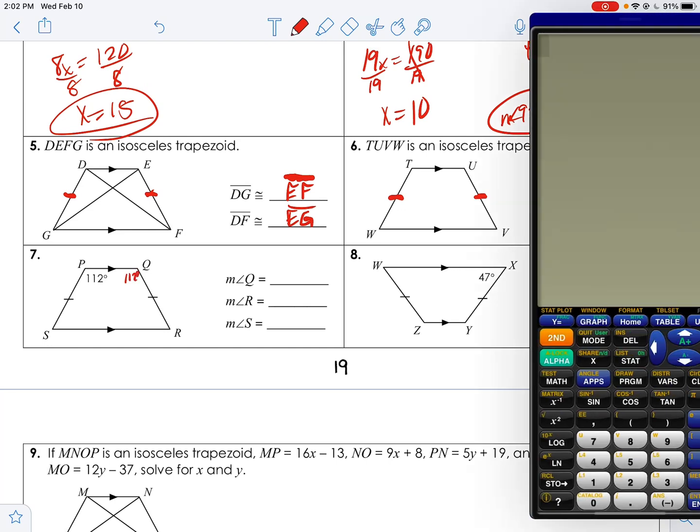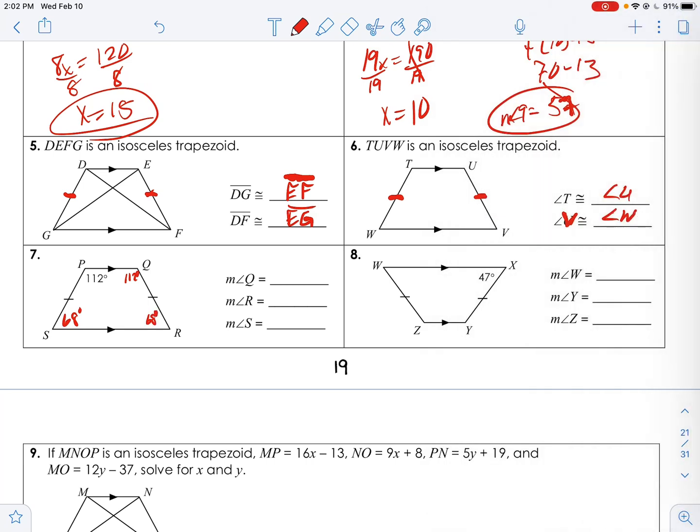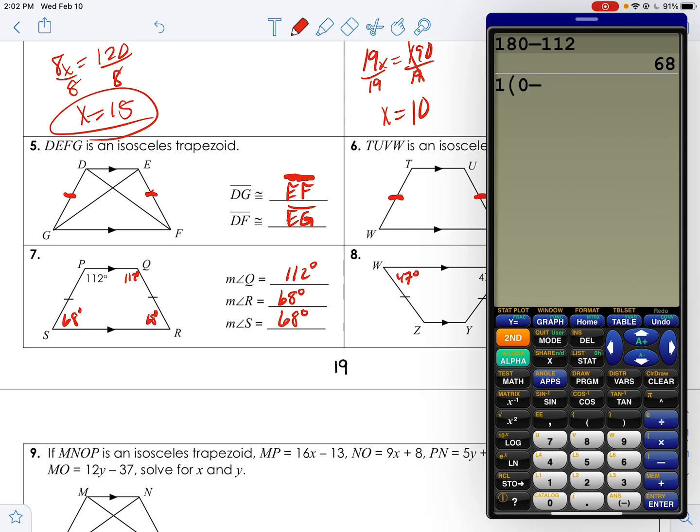So if that one's 112, then this one's 112, and we know that they're supplementary, so 180 minus 112 is 68. I don't even know what the question asks yet, but I'm just putting some info on there. Measure of angle Q, 112 degrees. Measure of angle R, 68 degrees. Measure of angle S, 68 degrees. Nice and easy.